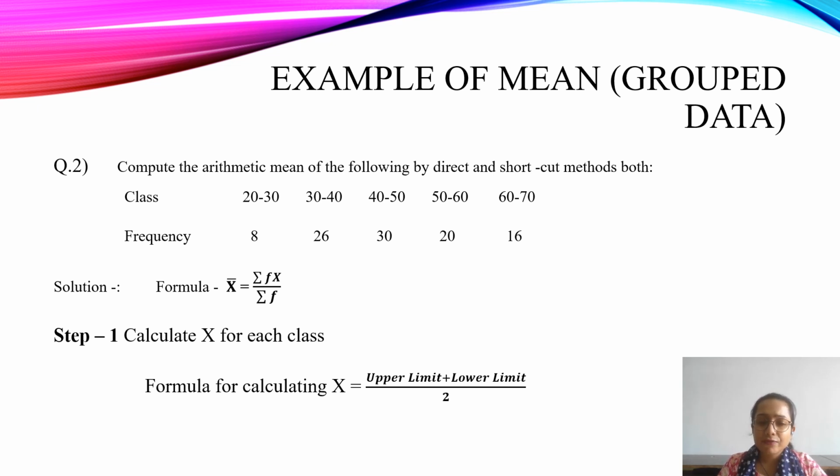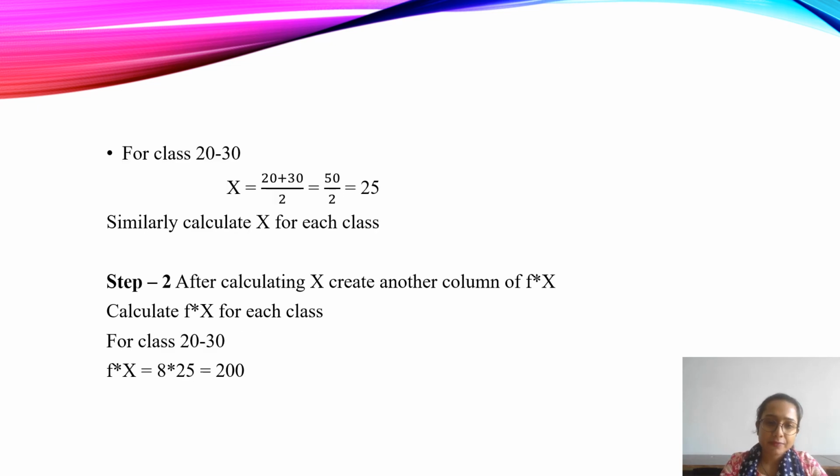So you just have to add the two limits of one class and then divide it by 2. Like for the first class it is 20 to 30. So add both the limits, 20 plus 30, and divide it by 2. So you will get your first value of x, that is 25, just like given in the presentation. Okay, after calculating the first, you have to calculate the value of x for each class, like 20 to 30, 30 to 40, 40 to 50, for each class.